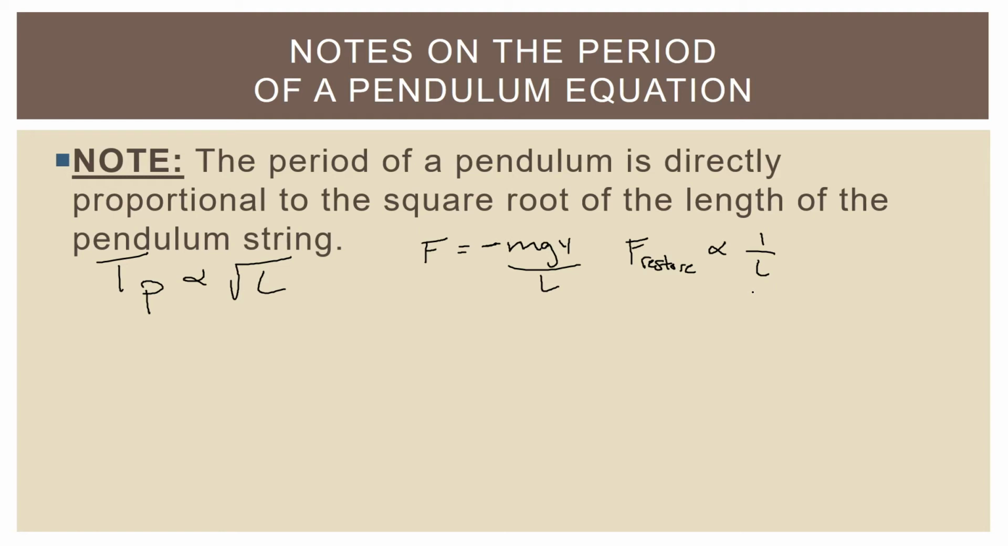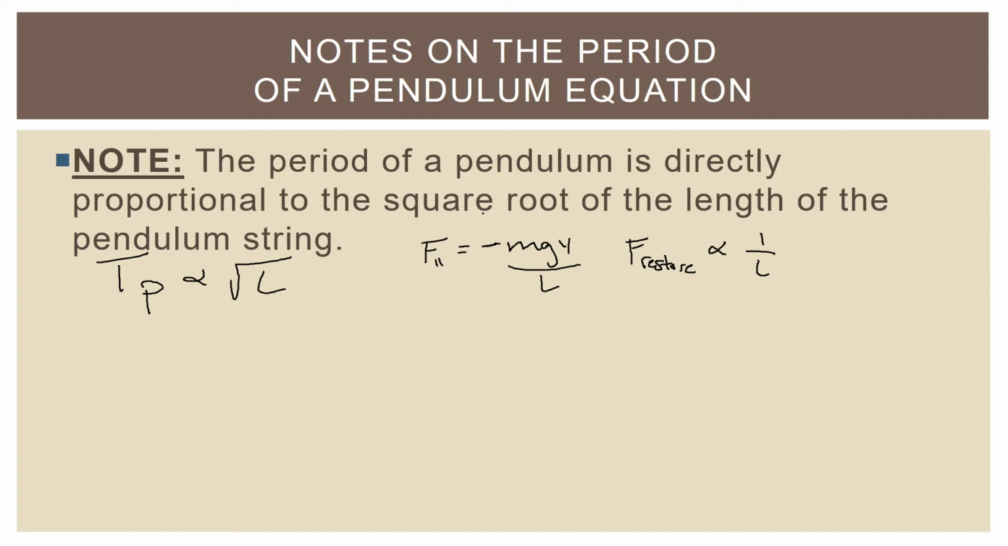A larger length effectively means a smaller restoring force parallel to the displacement. The idea is the longer and longer you make the length, the less and less parallel the actual force of gravity becomes to the path, and so you get a smaller component, basically. And a smaller restoring force in the direction of the displacement means the thing is going to accelerate less in the direction of the displacement.